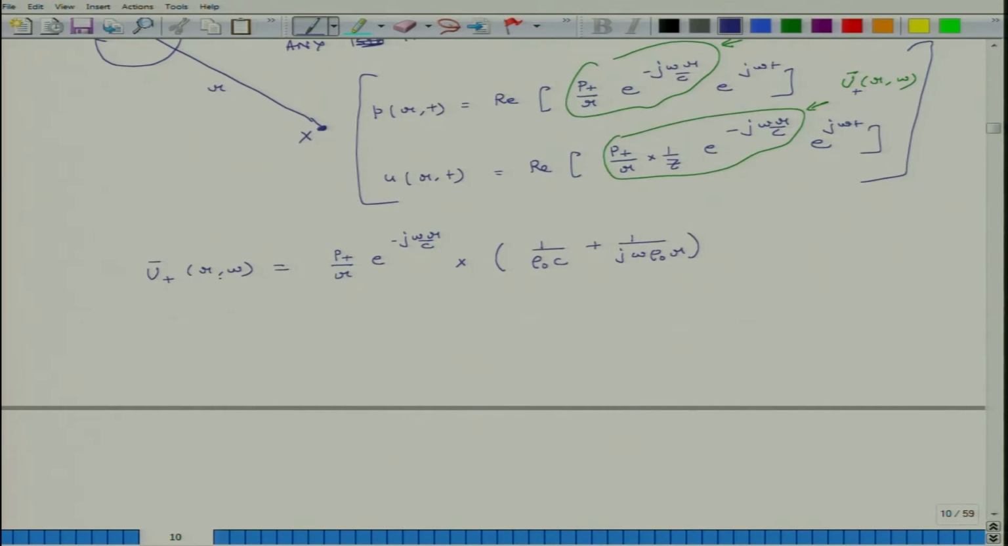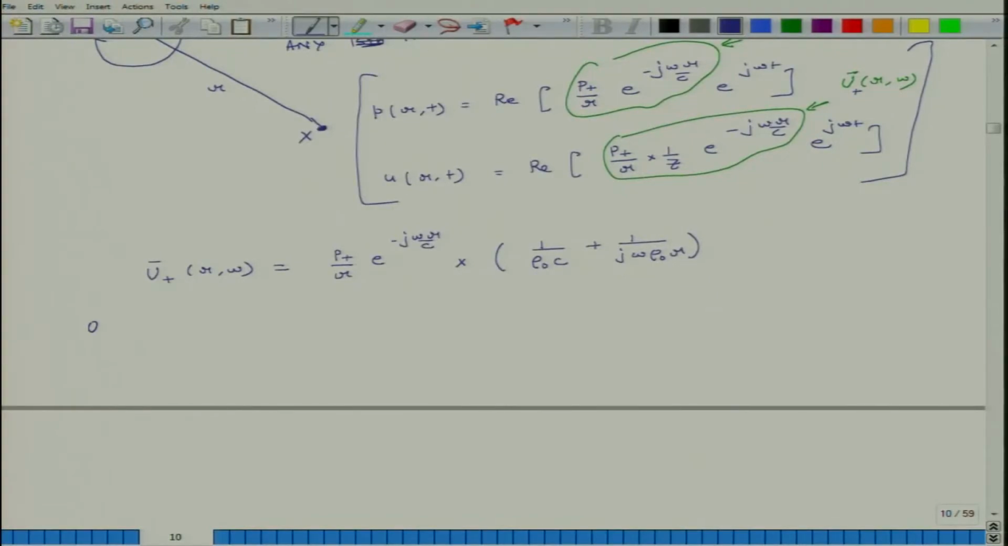Now, what I will do is I will calculate the value of u plus bar on the surface of the sphere which is generating the sound. So, on the surface of the sphere, what is the value of r? It is r naught. So, on the surface of the sphere, r is equal to r naught, and thus the value on the surface of the sphere.